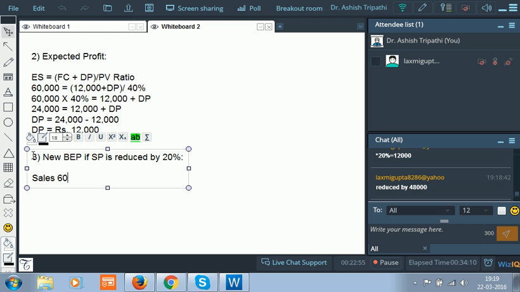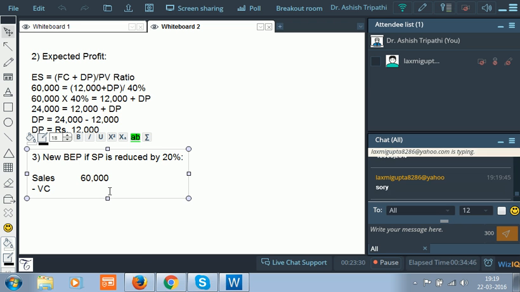Sales is given as we just now found sales as 60,000. Normally what happens, we subtract variable cost from sales. Okay, so what is your PV ratio? PV ratio is 40%. That means variable cost will be, आपका PV ratio 40% ना? If PV ratio is 40%, then variable cost will be 60%.